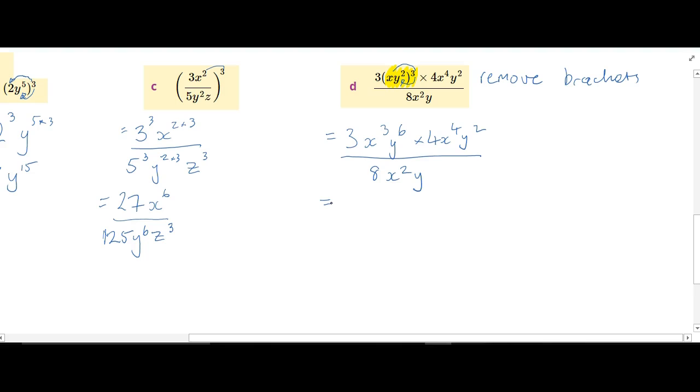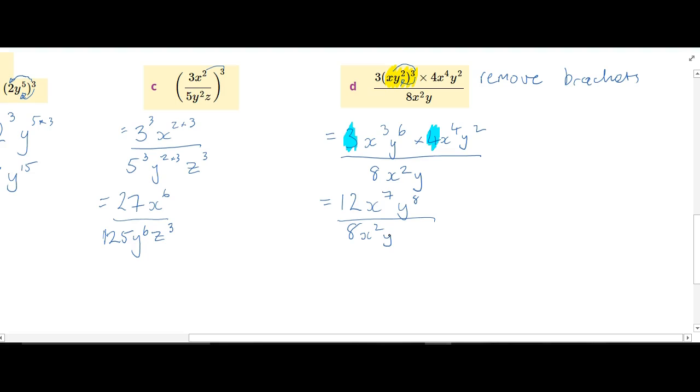power rule, and now I'm going to do my first index law, the multiplication rule, and I'm going to simplify the top line. I'm going to do my coefficients first: 12. Now x cubed times x to the 4 is actually x to the 7. If you remember, we add 3 plus 4 to get x to the 7, and y to the 6 times y squared is y to the 8, as 6 plus 2 is 8. Divided by, again, I'm going to just keep it like that.